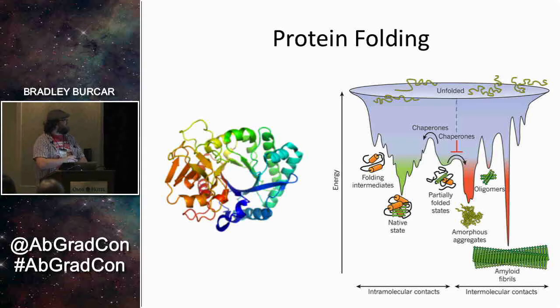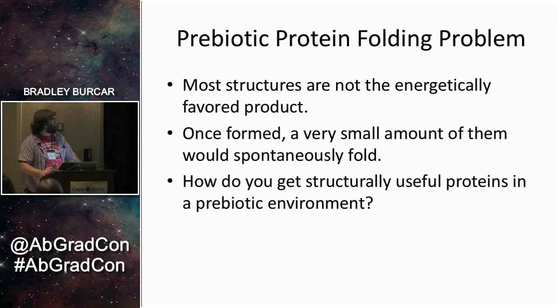And so one of our talks later today will be talking about protein folding on a prebiotic Earth to see how this could happen. And this is a problem because, as I said, the most structures are not the energetically favored products. Once formed, only a very small amount of proteins will even spontaneously fold into any usable structure like beta sheets or alpha helices. So how do you get structurally useful proteins in a prebiotic environment? This is a big question.